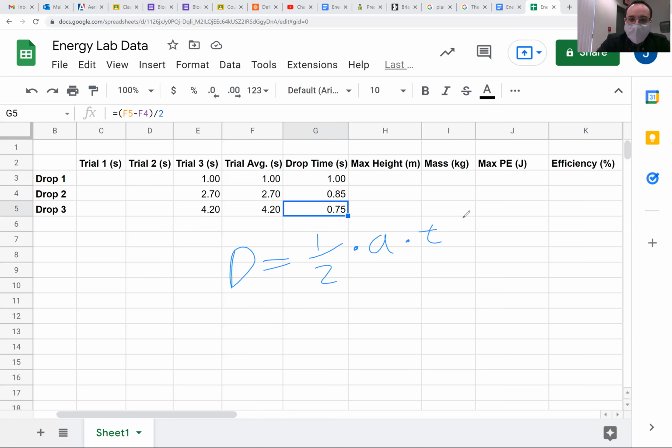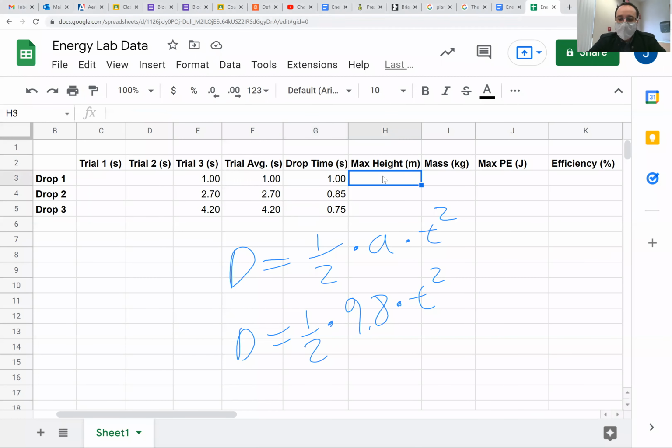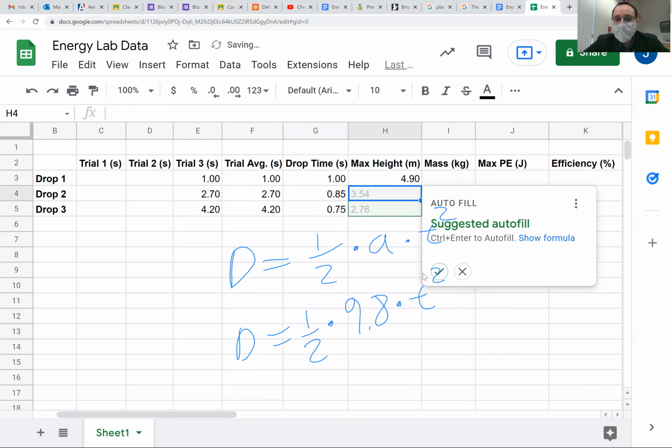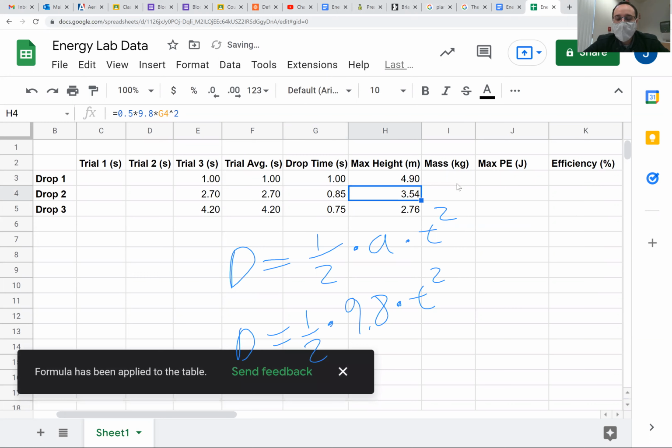So in any of these cases, distance equals 1/2 times 9.8, which is gravitational acceleration, times the time squared. So for my values, I'll go ahead and put this in for you. This is 0.5, which is 1/2, times 9.8, which is gravitational acceleration, times my time, which was G3, squared. This autofill works just fine. That gives me my maximum height.